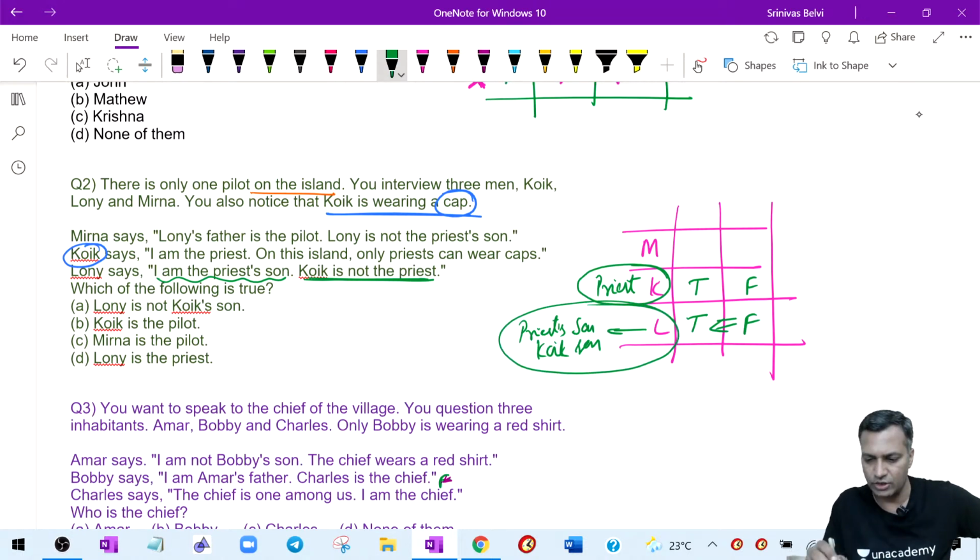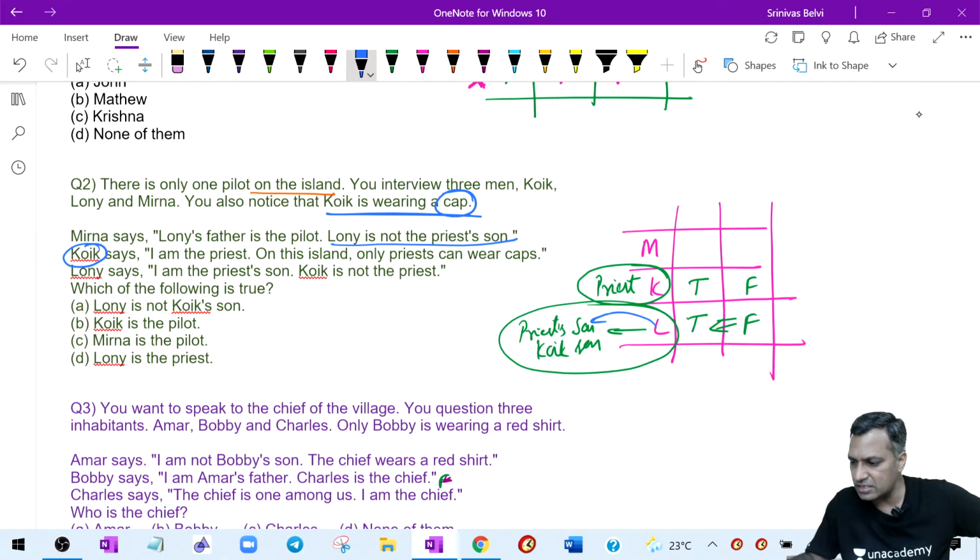So two pieces of information I know. Now go to the first statement and try to close it. Loni is not a priest's son. Loni is in fact a priest's son. Therefore, the first one is false. Trying to say that Loni is not a priest's son is false. Therefore, the first statement must be true. There is no choice. What is the first statement? Loni's father is a pilot. Who is Loni's father? Loni's father is Koik.